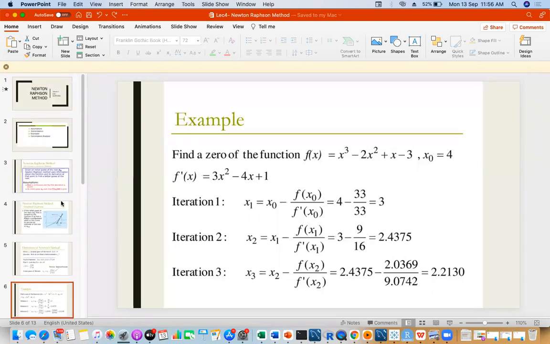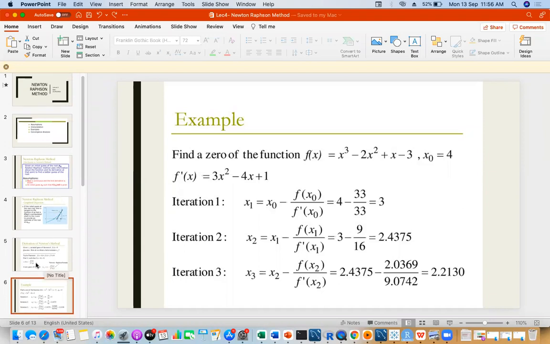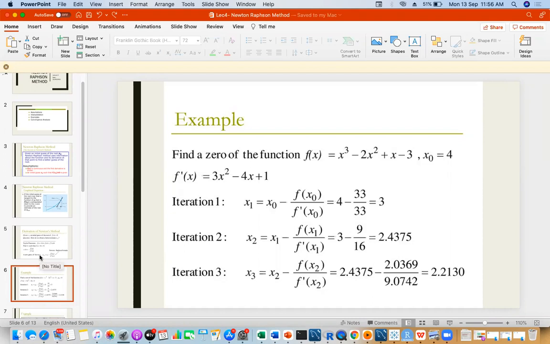In the next class we will try to derive the convergence condition, and we will see the flowchart also for the Newton-Raphson method and the bisection method also.